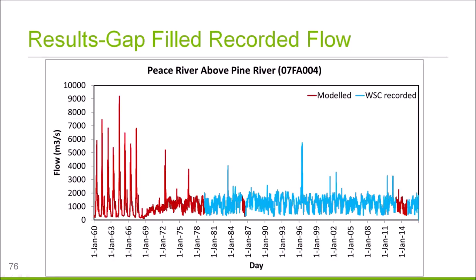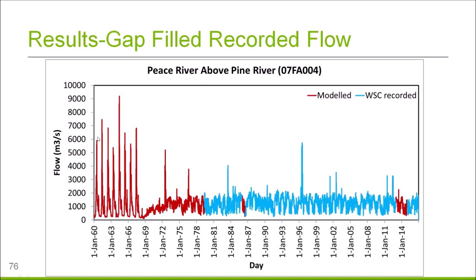Now, this is showing again Peace River above Pine River. So that's the station, and what it shows is that although we have recorded data only from around 1979, we were actually able to estimate some of those historical flows as well using this model.